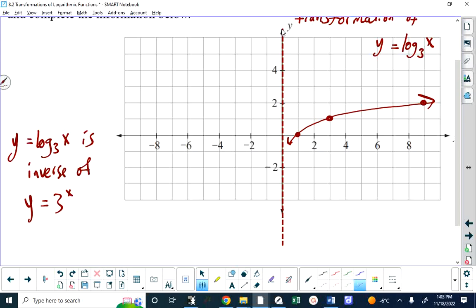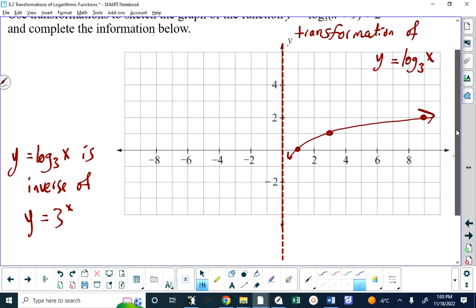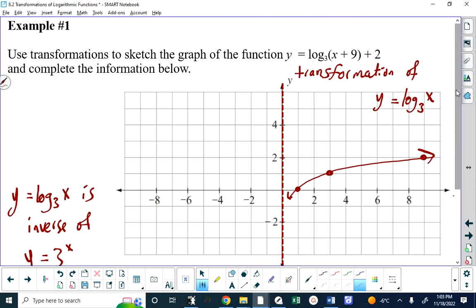And I'm going to draw it, but if I were doing this with a student side by side, I would say draw it, but then erase it. You're only drawing this function y equals 3 to the x so you can see what this function looks like so that we can transform this function to get the function we're asked about.